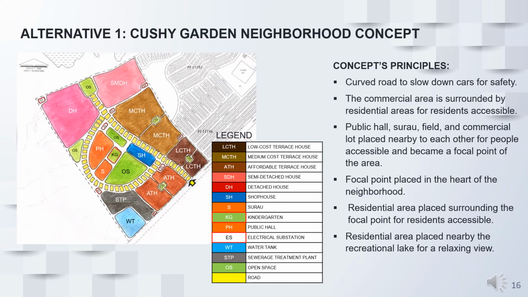The focal point is placed in the heart of the neighborhood. Residential area is placed surrounding the focal point for residents' accessibility. Residential area is placed nearby the recreational lake for a relaxing view.